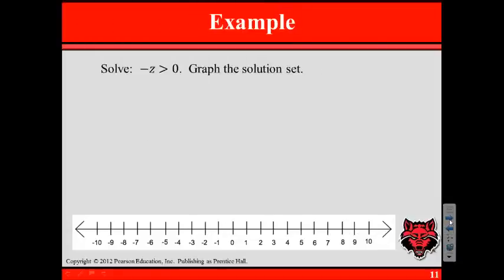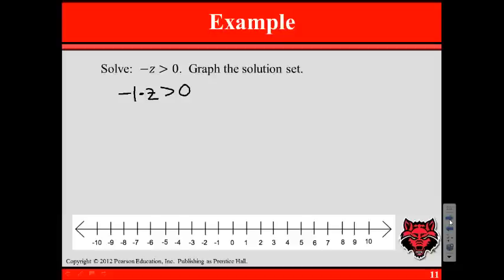Here's another example, and this example gives many people problems on homework, on tests, during the videos, so make sure you pay special attention to what's going on. Negative z is greater than 0. We want to solve this inequality and graph the solution set. The first thing I would do is rewrite this as negative 1 times z is greater than 0. Sometimes if we don't see the coefficient, especially if it's negative, then it's easy to make mistakes.